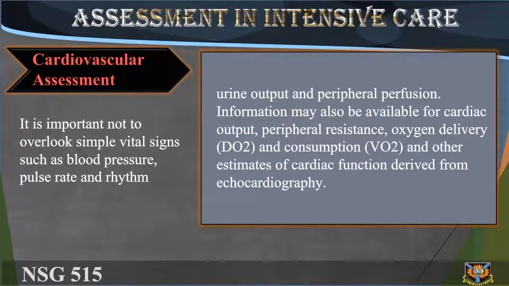Cardiovascular assessments. It is important not to overlook simple vital signs such as blood pressure, pulse rate and rhythm, urine output, and peripheral perfusion. Information may also be available for cardiac output, peripheral resistance, oxygen delivery and consumption, and other estimates of cardiac function derived from echocardiography. Assess peripheral pulses and auscultate the apex beat for added sounds, murmurs, and bruits.